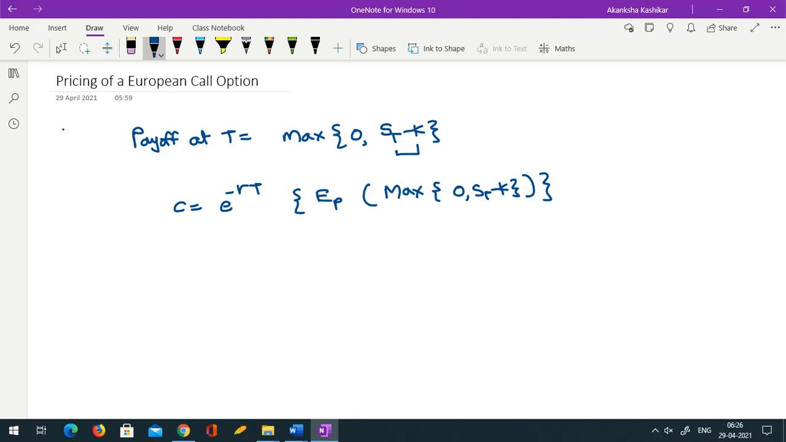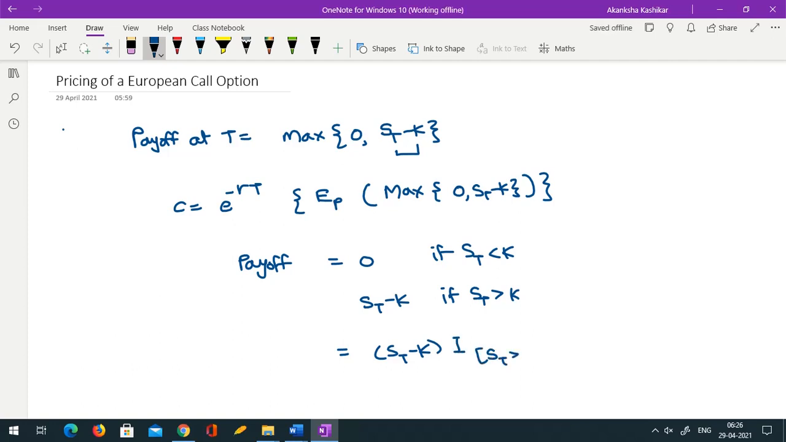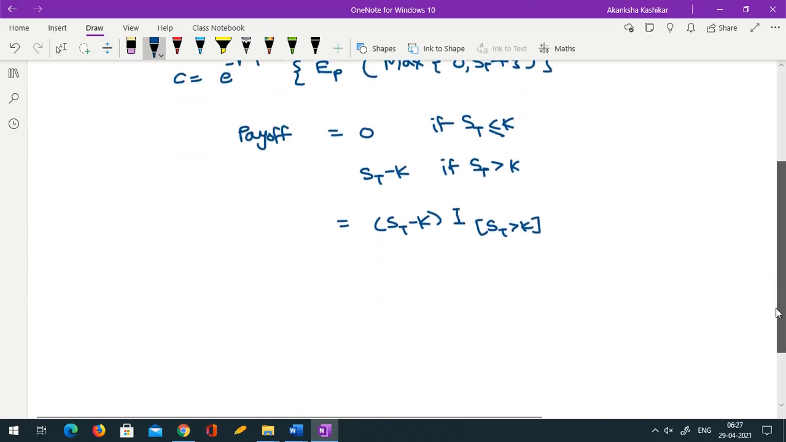Now maximum of 0 comma S_T minus K can also be written as 0 if S_T is less than K and S_T minus K if S_T is greater than K. The same thing I am representing in a different manner. So this is nothing but S_T minus K into indicator of the set S_T greater than K, correct? You can include equality anywhere, it doesn't matter, it's a continuous variable. So when S_T is less than K, this indicator would be 0 and hence the entire thing would be 0. Okay, so now we have to find expectation of this random variable under risk neutral measure.